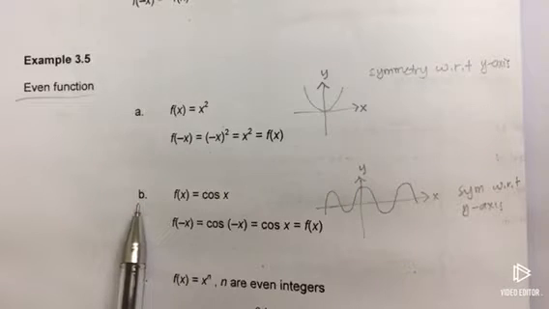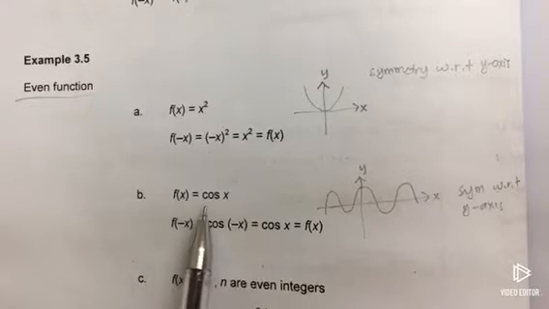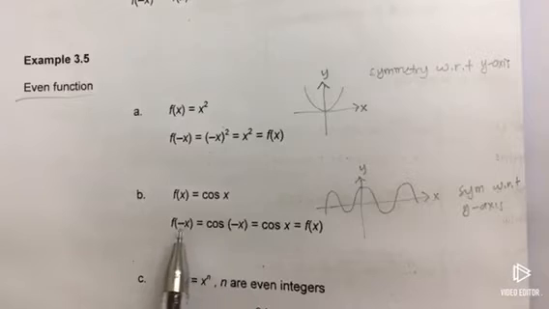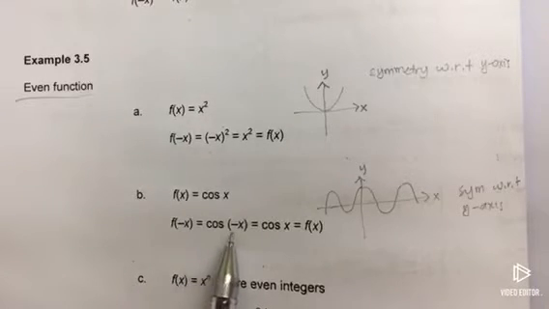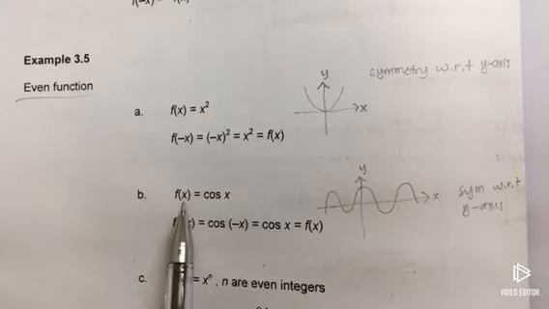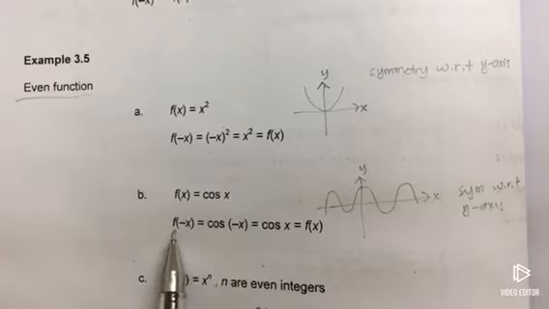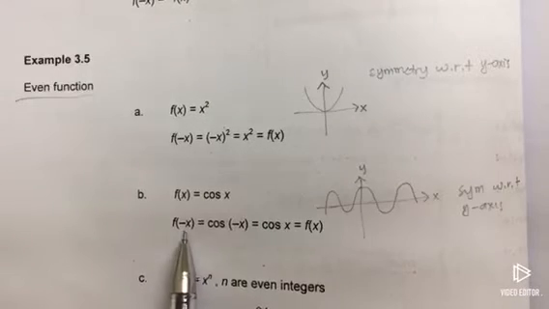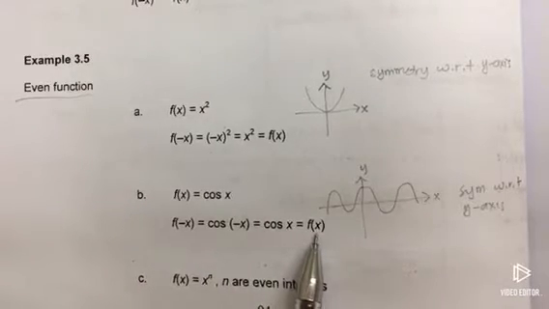For question B, given f of x equal to cos x. So when we substitute x by negative x, we get cos negative x. Cos negative x, we know that cos negative x is equal to cos x. So cos x is equal to f of x. So we can conclude that f of negative x equal to f of x.